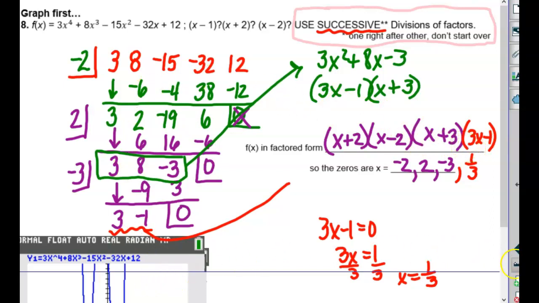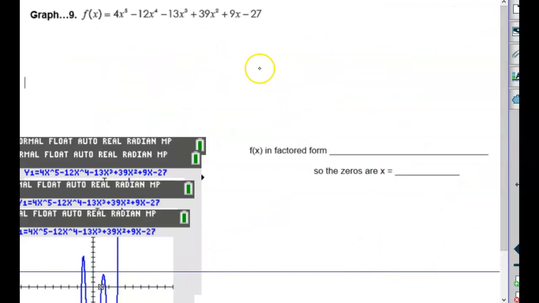All right, we got one more to do. Can you type this bad boy in and tell me what are some zeros that come out nice? It's 4x to the 5th minus 12x to the 4th minus 13x to the 3rd plus 39x squared plus 9x minus 27.